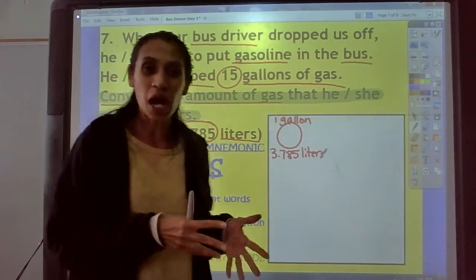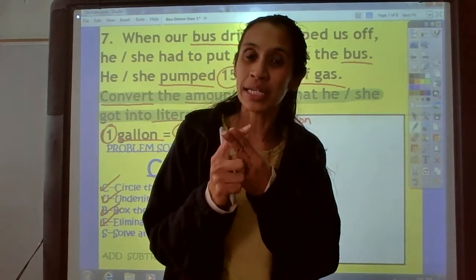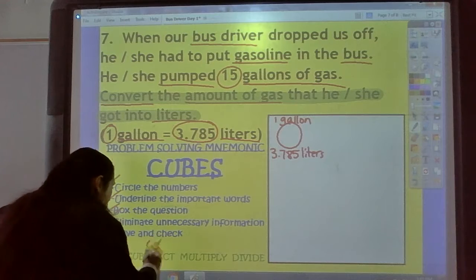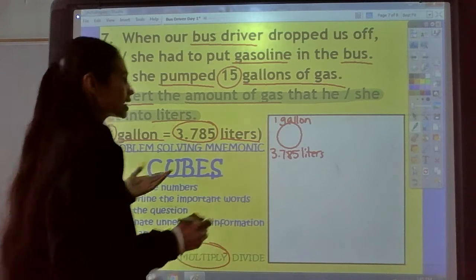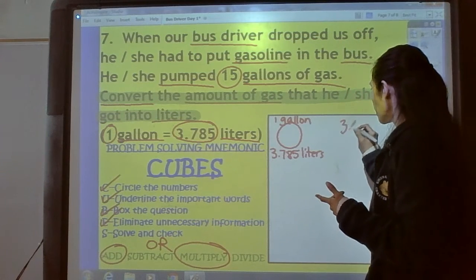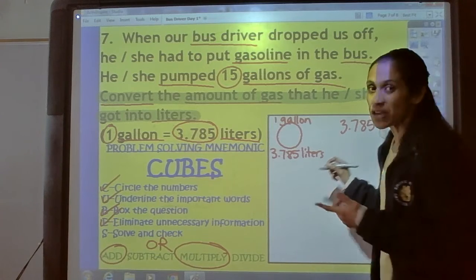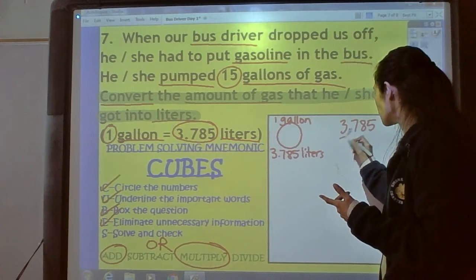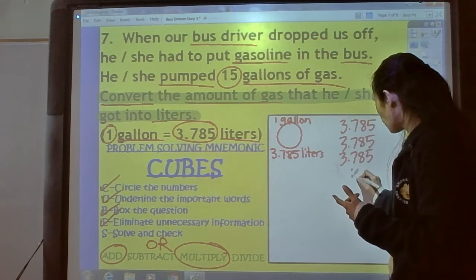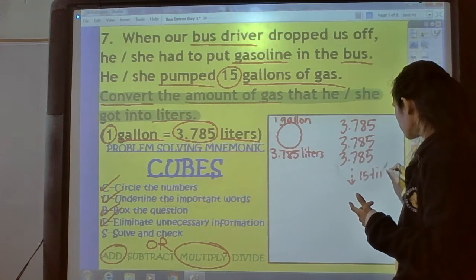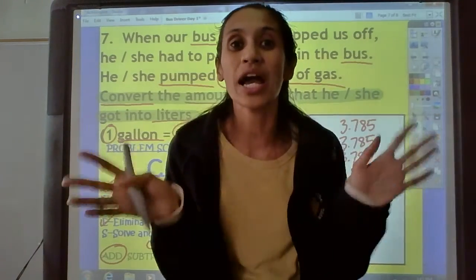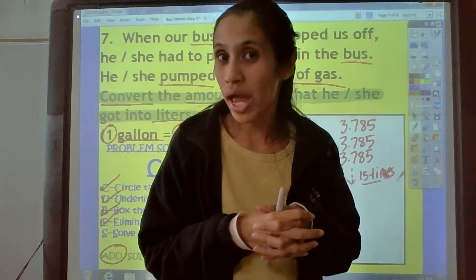Now, just like the other problems, there are 2 ways you can do that. You can add or you can multiply. Now, I can add, what are we adding? Not the 1. I can add this 3.785 15 times. All right, write it 15 times, all the way down. If you want to do that, you can do that. I'm not going to do that because I'd rather do the quicker way, which is what?